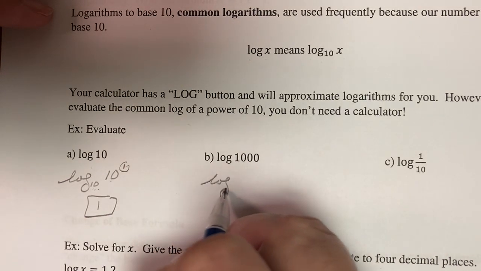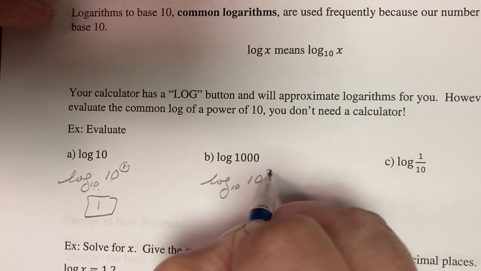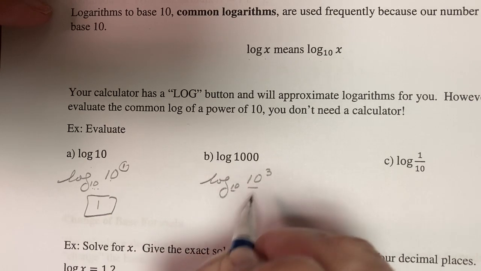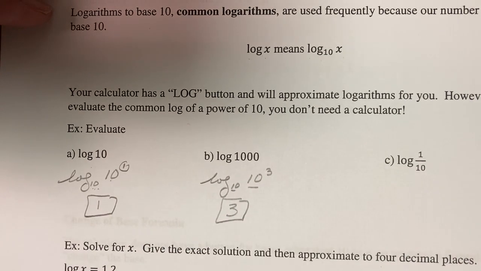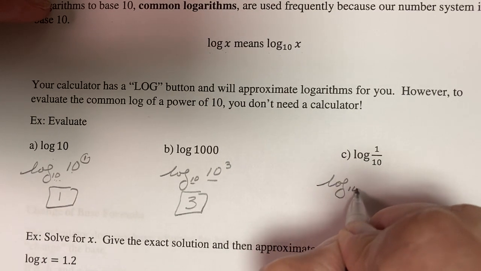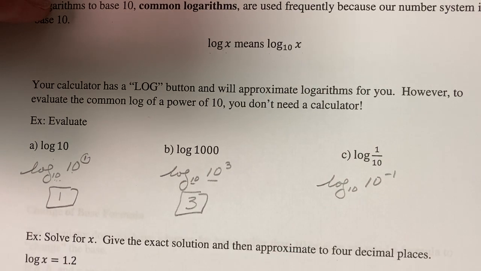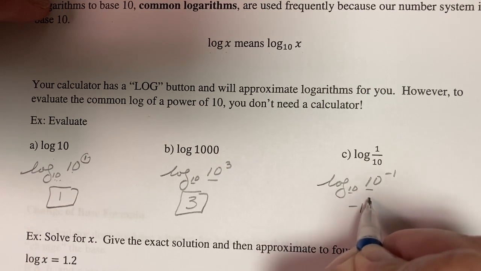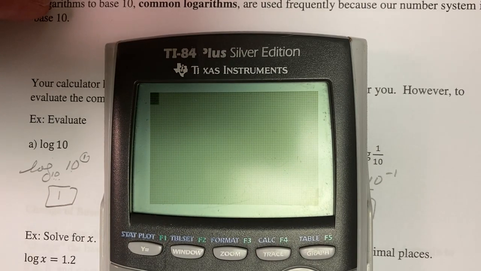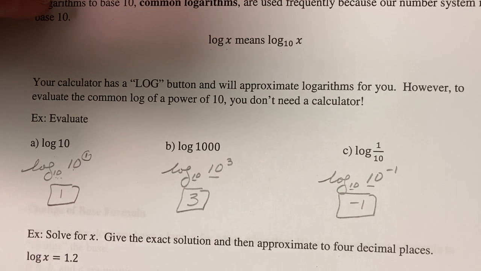This is really the log base 10 of 10 cubed, because 1,000 is what 10 cubed is. These two are the same. My answer is 3. What is this? This is really the log base 10 of 10 to the negative 1. 1/10 is 10 to the negative 1. Since these two bases are the same, my answer is simply negative 1. And if you wanted to check it, if I do the log of 1,000, you're going to see that the answer is 3. So trust me.